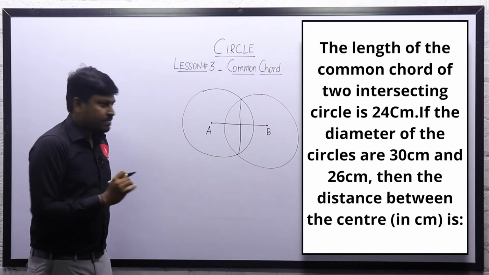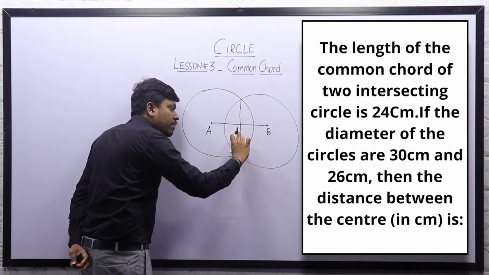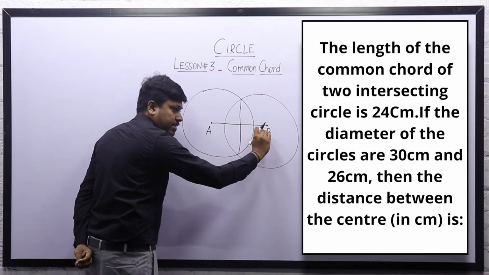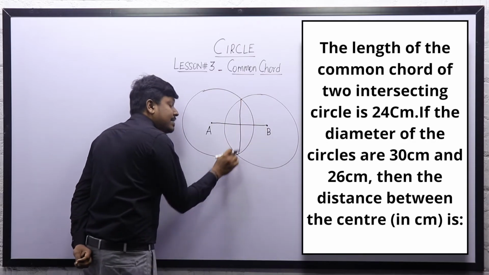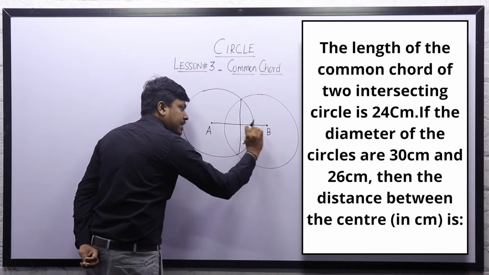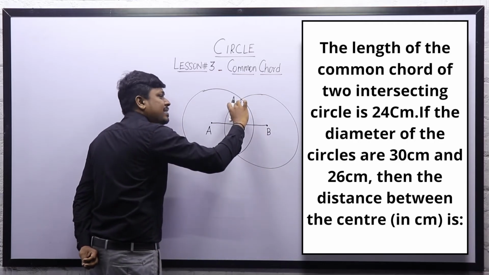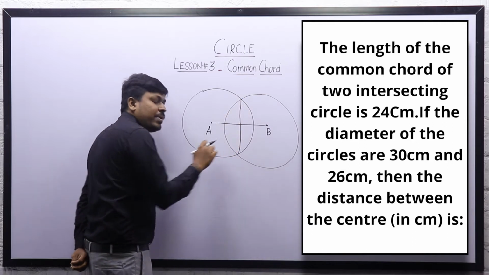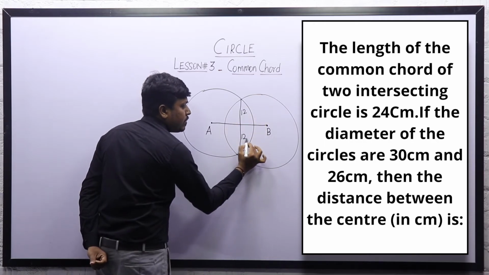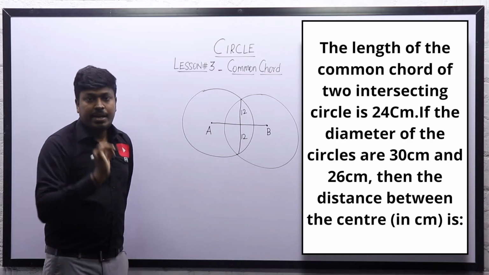So friends, just see here. This line separates the chord into 2 equal halves. Yes or no? Because we have drawn a chord through the intersecting points of the circles. Our target is to find this distance, but this line separates the chord into 2 equal halves. So the first equal half will be 12 centimeter, because the total length of the chord is 24 centimeter. So we can say that this will be 12 centimeter and this will be 12 centimeter. So the total length of the chord according to the question is 24 centimeter.